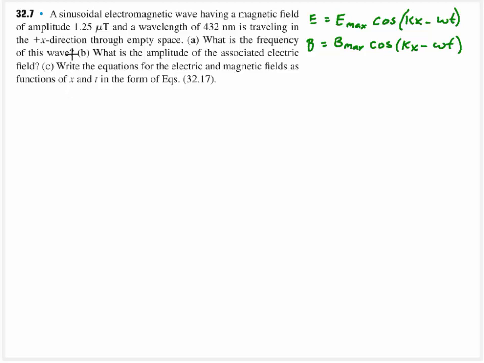Okay, some solved problems for chapter 32. We know we have an EM wave, and we know the maximum magnetic field strength, and we know the wavelength. We know which direction it's traveling. So we're asked what is the frequency of this wave?